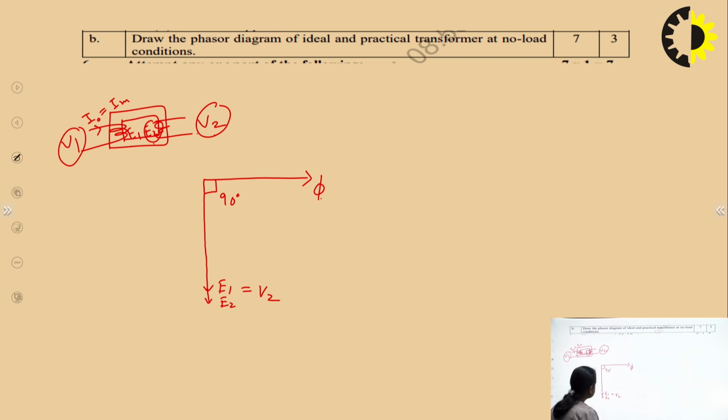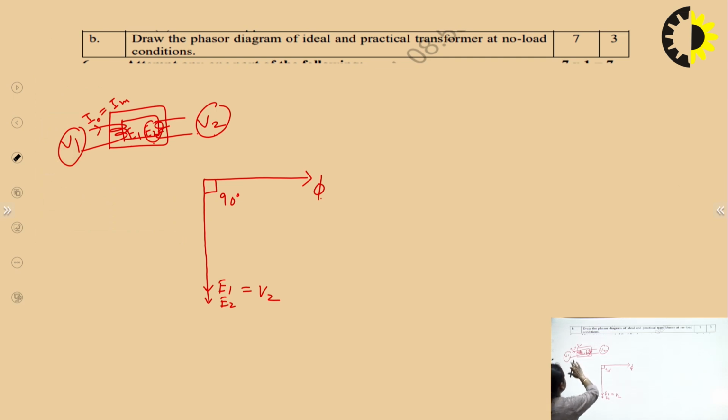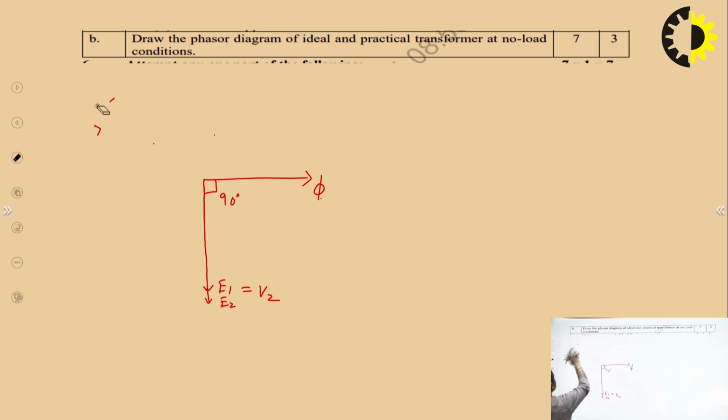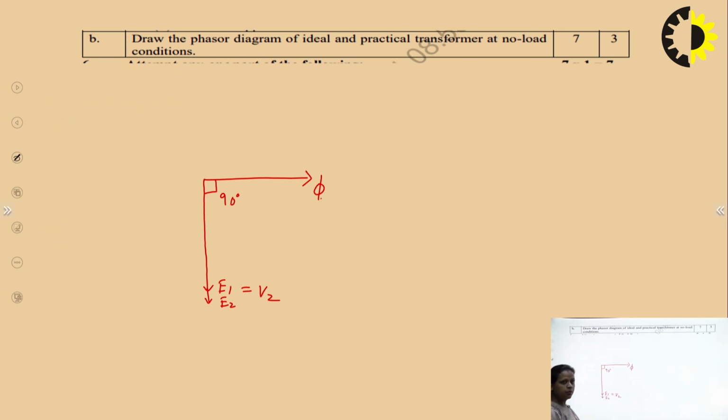E1 will always oppose its cause. So what is the cause of E1? The cause of E1 is V1. Because of V1, it is getting produced. So E1 will oppose its cause. E1 is here, so you will draw V1 opposite to this. So now this is V1.